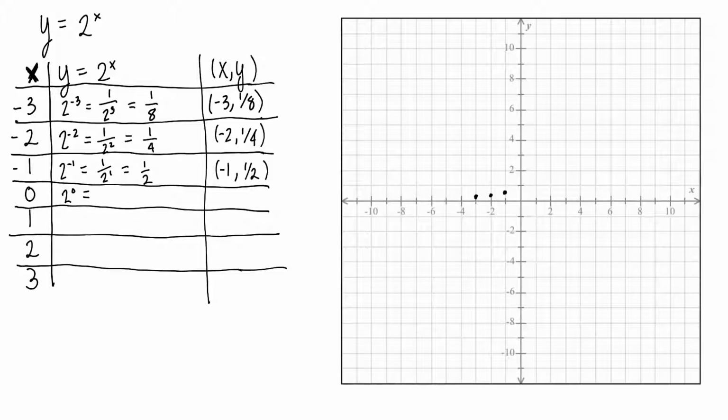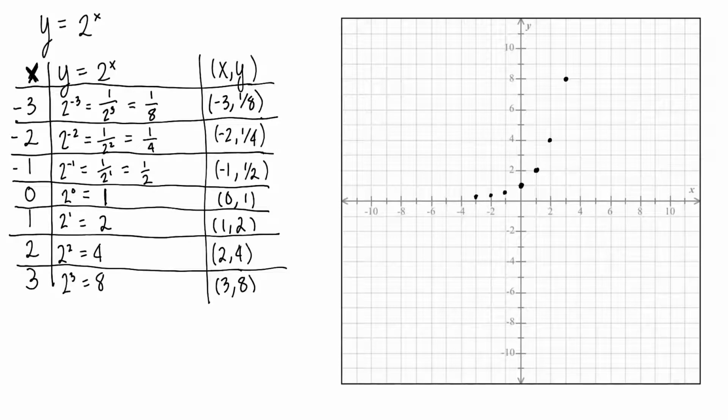2 to the 0. That's not 1 over. I just got so used to 1 over. 2 to the 0. Anything to the 0 except for 0 itself is just 1. So it's 1. We have the point 0 comma 1. 2 to the 1 is just 2. So we have the point 1 comma 2. 2 to the 2 is 4. So that's the point 2 comma 4. 2 to the 3 is 8, so we have the point 3 comma 8.